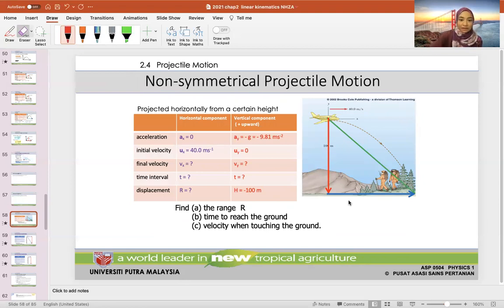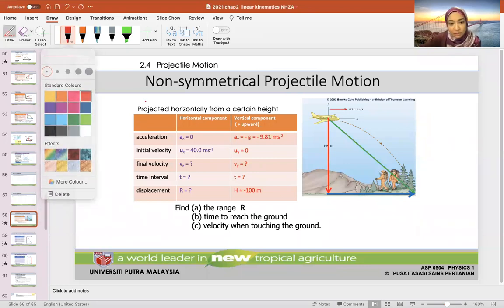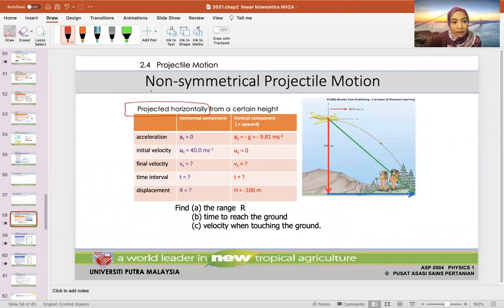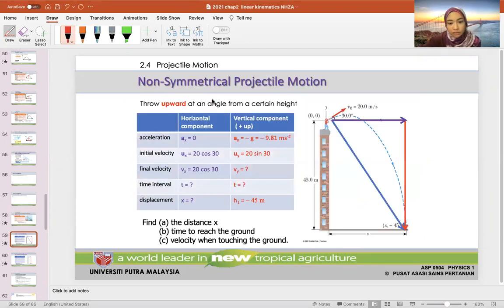Okay, so for this problem, it says projected horizontally. That means, when the question says this, you have uy equal to 0, and ux equals some value. Okay, this is what it means. Remember the keywords for the questions. Okay, so we already solved that one. This is another one, non-symmetrical projectile motion.